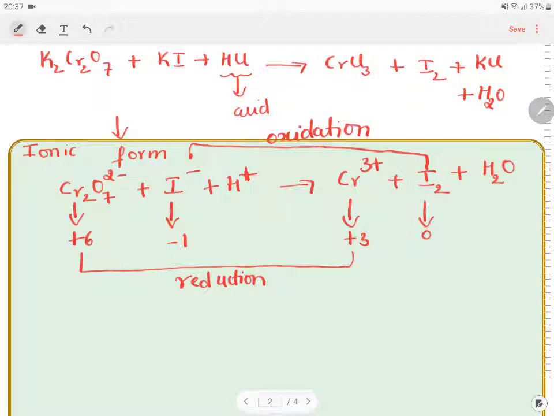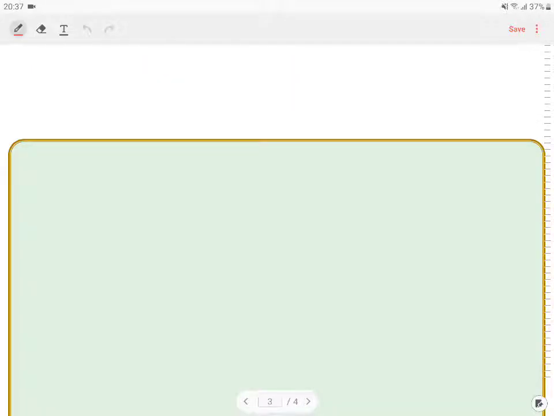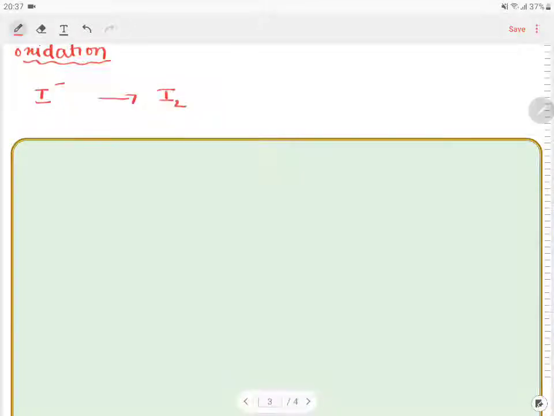Now the next step is to separate the oxidation and reduction reactions. So I'll separate it. The first step is oxidation. What's the oxidation reaction which we learned? It is I minus to I2. As I told you earlier, we need to balance the atoms other than hydrogen and oxygen. No hydrogen, no oxygen here, only I is there. So I'll just add 2 here.